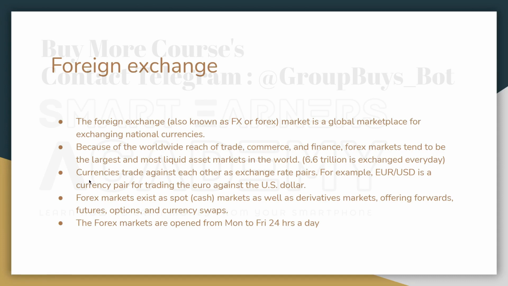Now, in the Forex market, currencies trade against each other as exchange rate pairs, right? Remember this, exchange rate pairs or just rate pairs. For example, the euro versus the US dollar, EUR/USD, is a currency pair for trading the euro against the US dollar. And Forex markets exist as spot, otherwise known as cash markets, as well as derivative markets offering forwards, futures, options, and currency swaps.